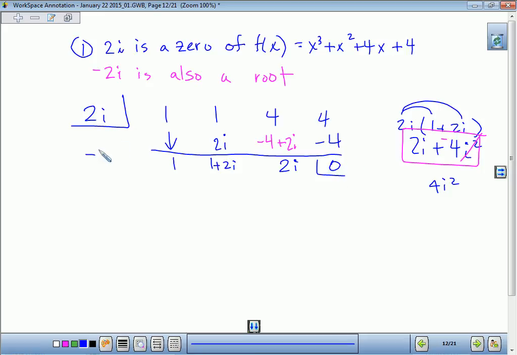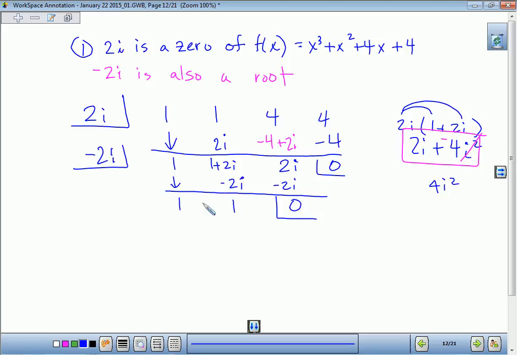Okay? Now, we do synthetic division by its conjugate, negative 2i. So we're going to bring down the first one. And then we're going to multiply. And this second step is always so beautiful. And then we're going to add. And then we're going to multiply. And we knew what it had to be. And look at that. It's 0.